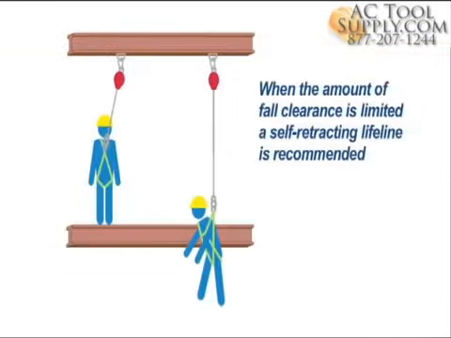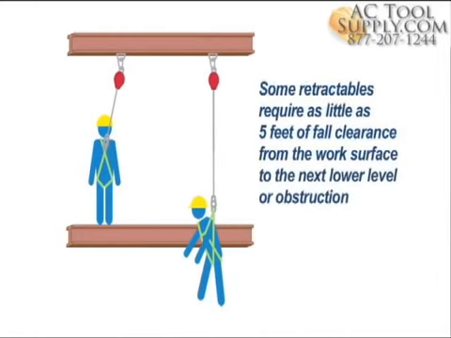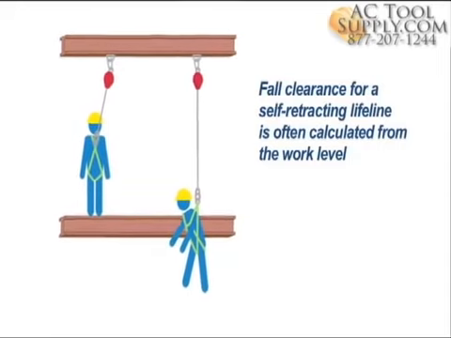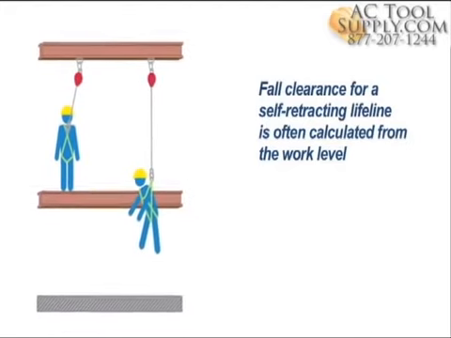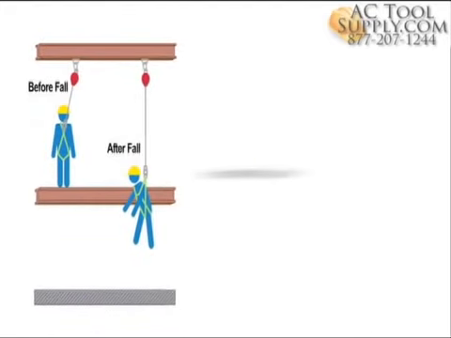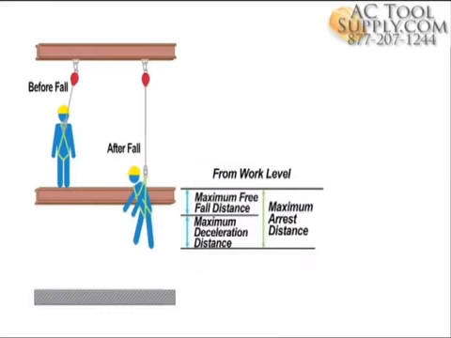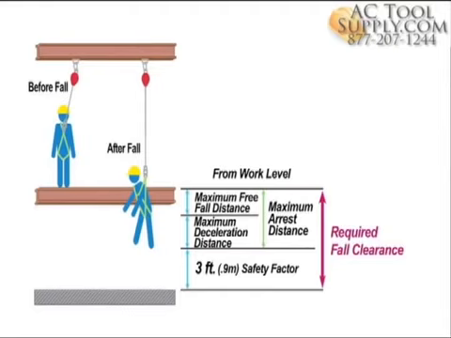When the amount of fall clearance is limited, a self-retracting lifeline is recommended. Some retractables require as little as 5 feet of fall clearance from the work surface to the next lower level or obstruction. While fall clearance is calculated from the anchorage point for a shock-absorbing lanyard, fall clearance for a self-retracting lifeline is often calculated from the work level. When calculating fall clearance for a self-retracting lifeline from the work level, the following must be considered: maximum fall arrest distance and a safety factor of 3 feet. Always know your fall clearance when selecting your connecting device.